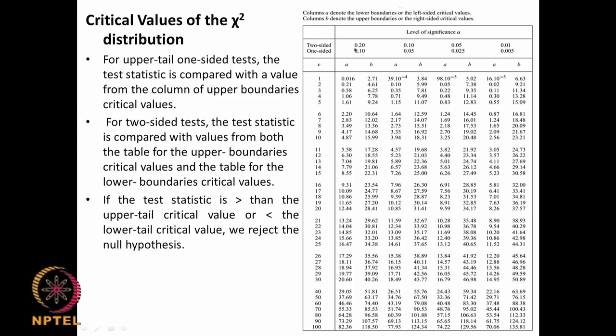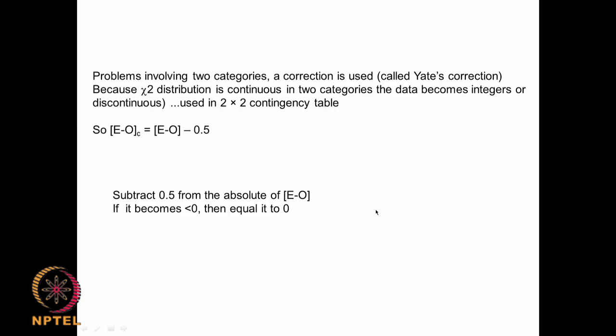So this is the table I talked about. For a two sided you have it here, for one sided you have it here. One sided 95% is here, two sided 95% is here. A denotes the lower boundaries and B denotes the upper boundaries, and this is the degrees of freedom. We can use this table for different degrees of freedom, and depending upon one sided 95% or two sided 95%, we use the corresponding columns here.